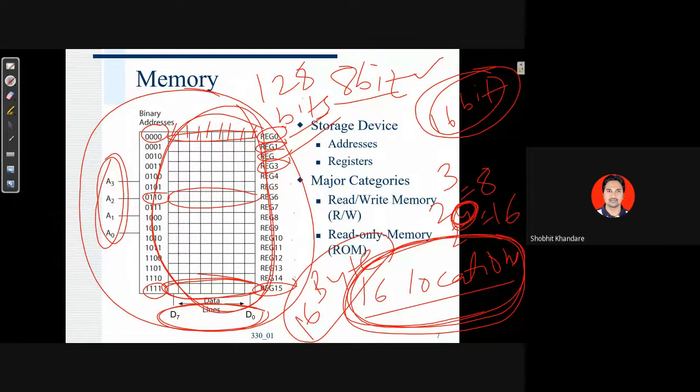Now, how do you get this 16 byte? Can any one of you tell me? Looking at this memory, 16 memory locations into 8 bits in each memory location will give you 128 bits. So 128 bits is nothing but 16 bytes. Am I right? Yes, sir.